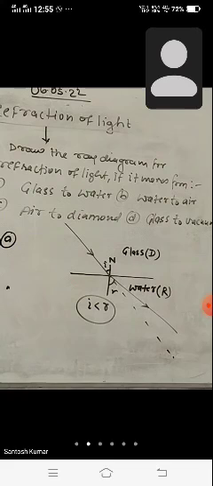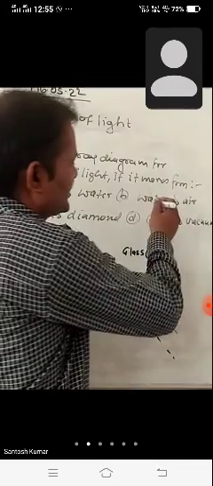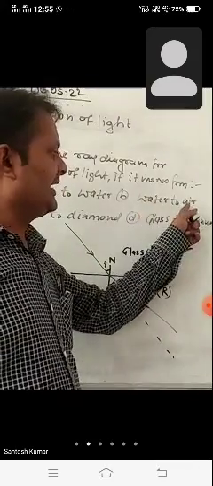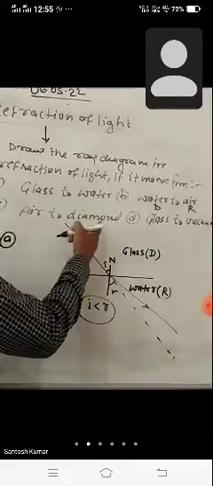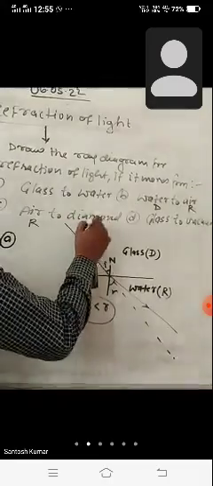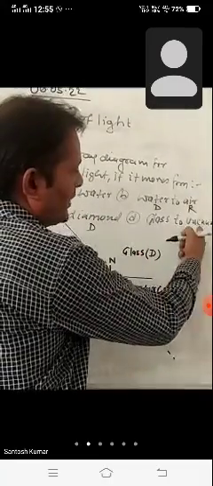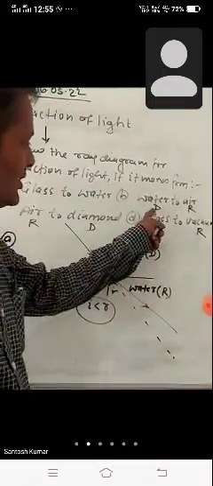All the diagrams should be completed by you. Only 2 diagrams will be repeated again and again. Just as I provide you the clue: water to air, air has maximum speed, so it is denser to rare. Air to diamond, rare to denser. Glass to vacuum, denser to rare. Just see, denser to rare, denser to rare.